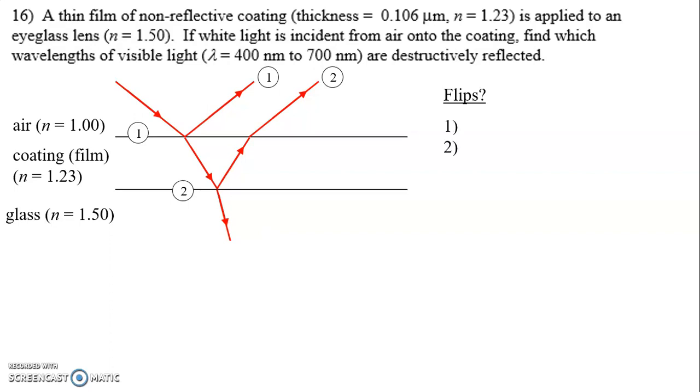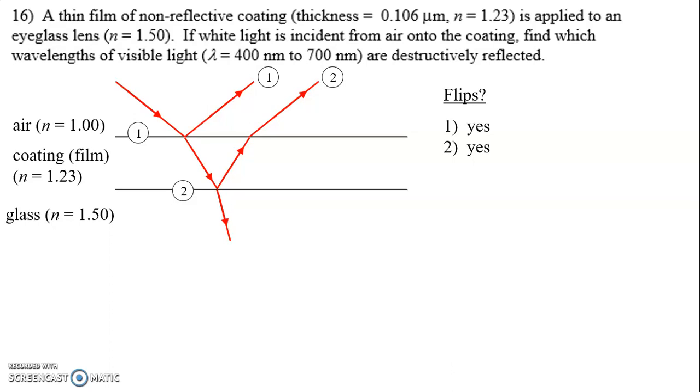Well, here's where we go through the flips. We think about the flips at boundary 1 and boundary 2. At boundary 1, the light is slowing down. That's mimicking a fixed end reflection. That's where it does flip over. At boundary 2, going from the coating into the glass, it again slows down, which means again it's going to flip. So you're always thinking about what the light does as it enters a new medium, and what that causes to happen to the reflection.